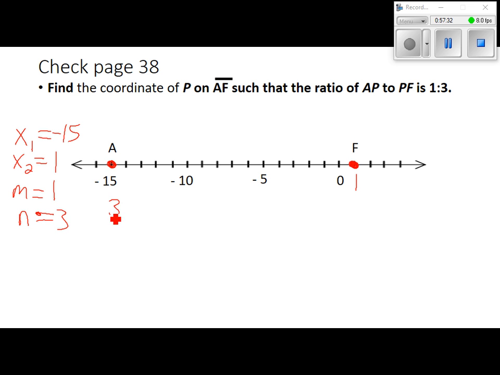Let's see, N is 3 times negative 15 plus M is 1 times 1, divided by M plus N. I'll do the bottom for you. That's 4. Figure out what the top is.